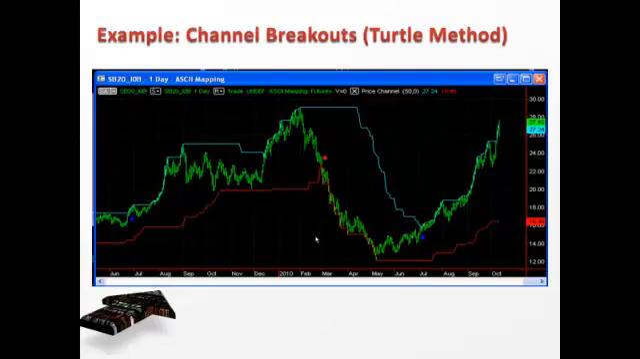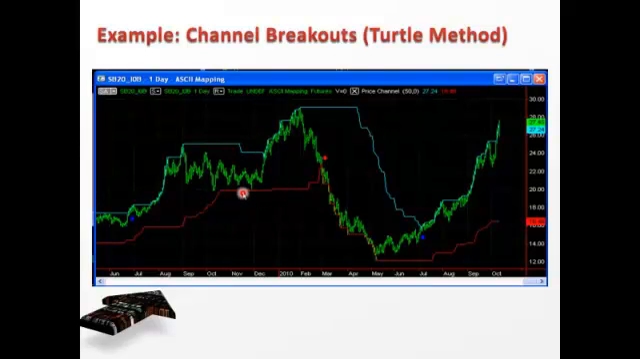And the last one I want to look at, and we're going to go into in a little bit more detail later, is the channel breakout. All a channel breakout is, is a series of highs and lows that it's establishing. In this particular case, this is a 50-day high and a 50-day low.